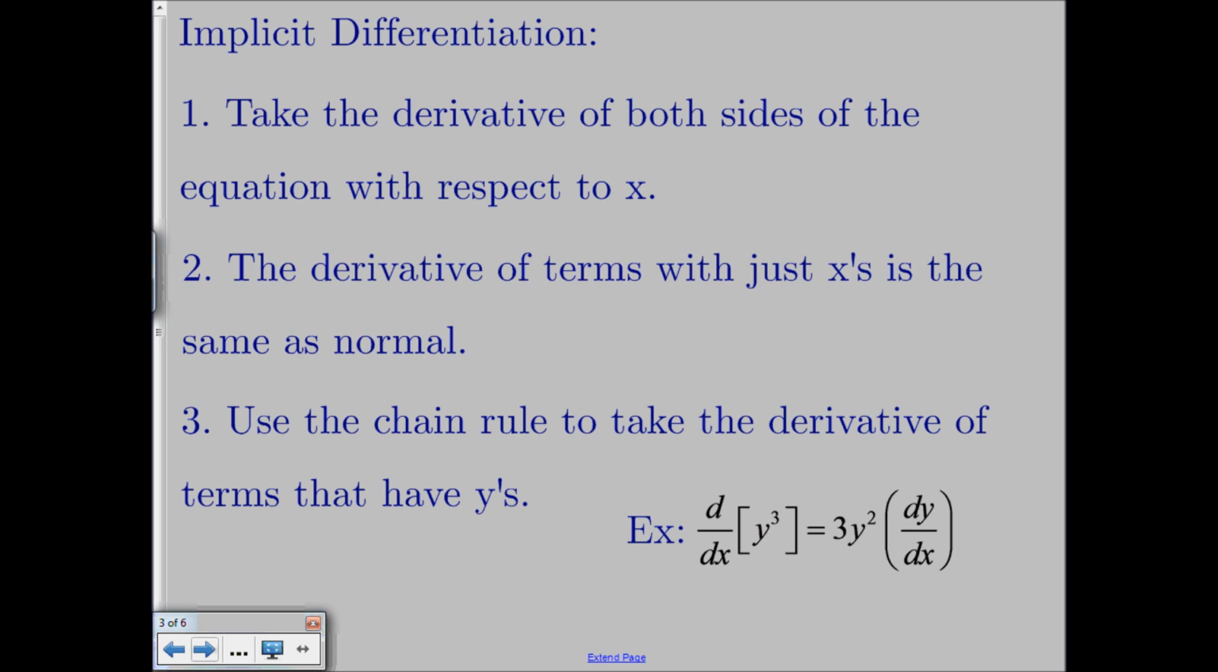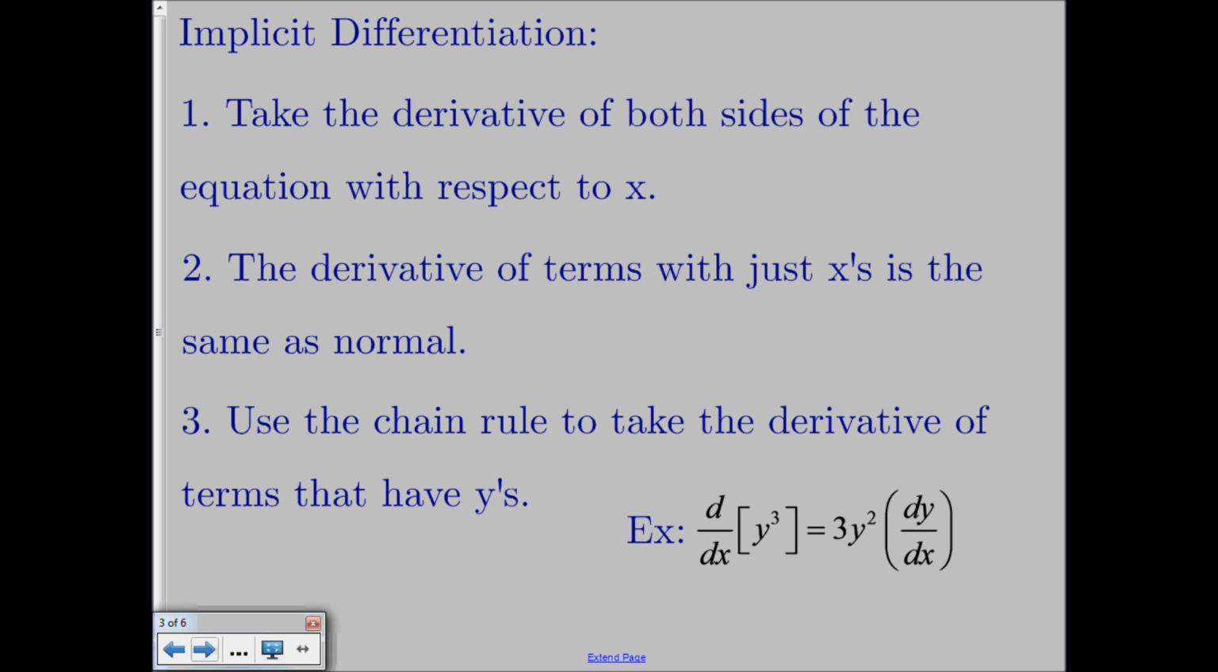The first thing you're always going to do is you're going to take the derivative of both sides of your equation with respect to x, unless the problem asks you to do it with respect to another variable. But usually it's with respect to x, just like we always have been. So when you take the derivative of a term in your equation that just has x's in it, there are no other variables, you're good to go. You're going to use your basic differentiation rules, same as normal, nothing's going to change.